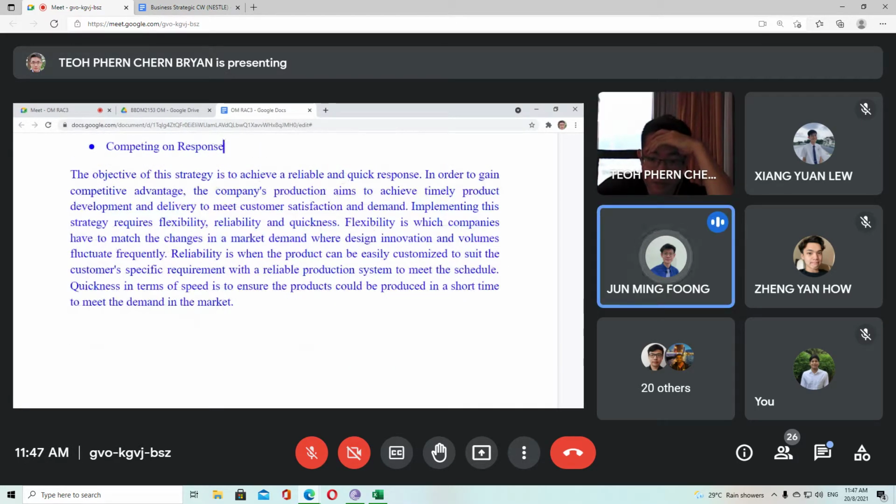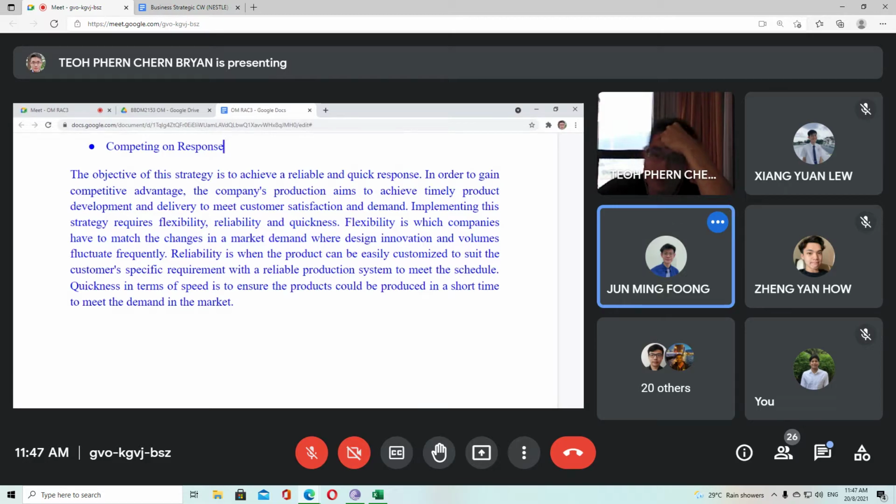Okay, the last one is the competing on response. The objective of this strategy is to achieve a reliable and quick response. In order to gain competitive advantage, the company production aims to achieve timely product development and delivery to customer to meet customer satisfaction and demand. Implementing this strategy requires flexibility, reliability, and quickness.